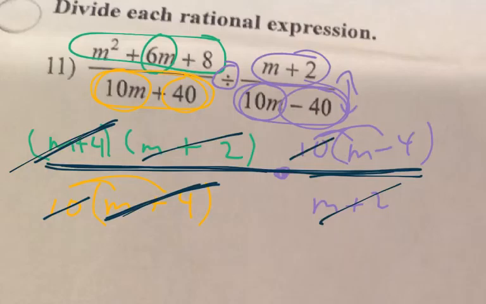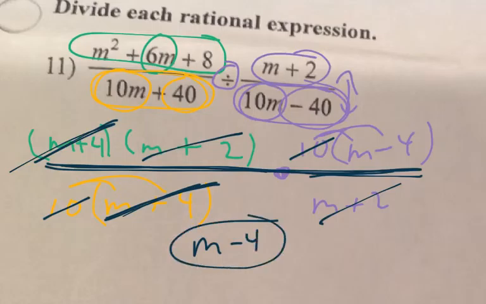Notice the only thing left is m minus 4. Believe it or not, guys, this up here is m minus 4. And if you actually graphed it, you would get almost a perfect straight line, except for a couple values that are not in the domain, but that's getting a little too technical here. Okay, it's simplified to m minus 4. Pause the video if you need to.